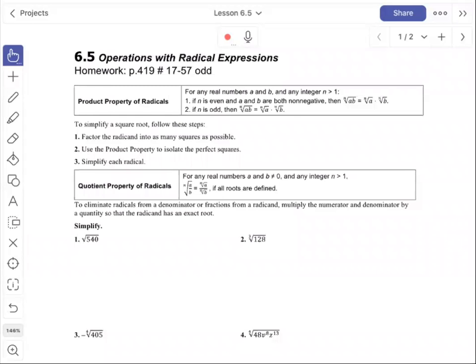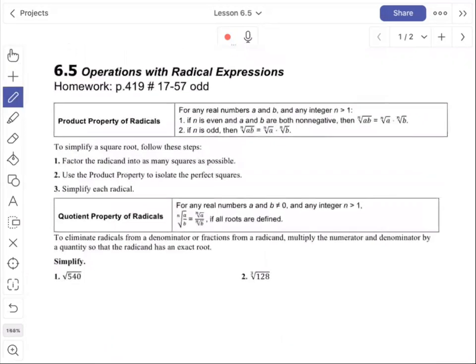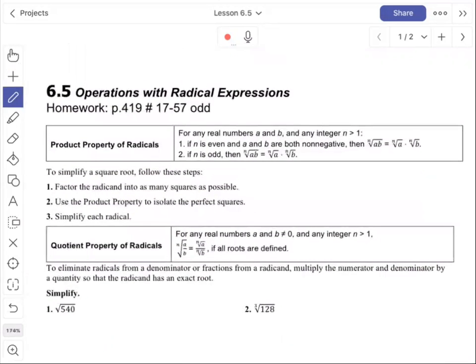Take out your notes. We have our last lesson of 2020, 6.5. We are just doing operations with radicals today. No graphing, just lots of simplifying today. Lots of simplifying. All right, so here we go.